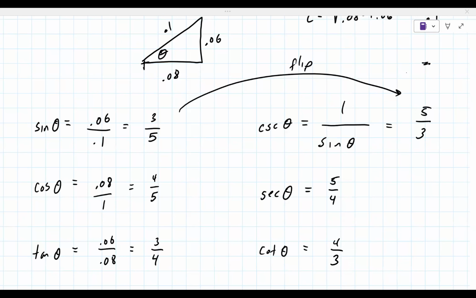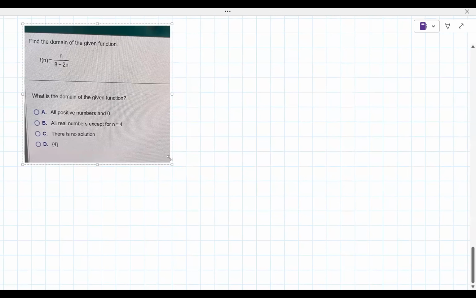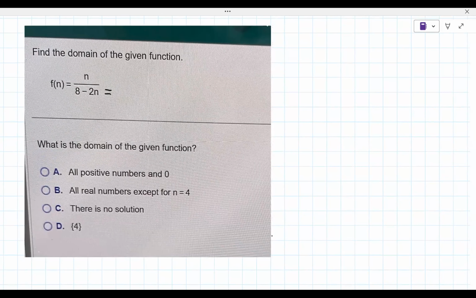This one will be fairly quick. You get the domain by setting the bottom equal to 0 in a rational function like this. So I'll let that load up here before I can snip it in. Right, so you set the bottom, like I said, equal to 0, but really it's that the bottom cannot be 0, but that's a little bit awkward. So you set it equal to 0.